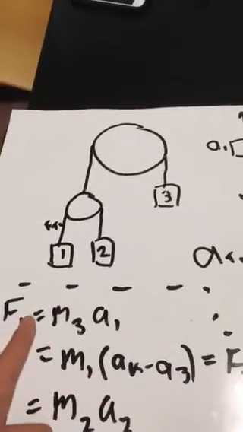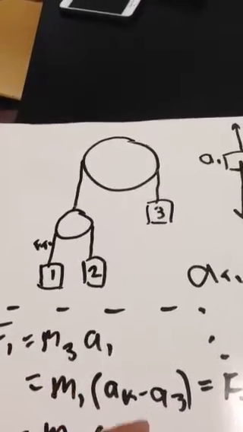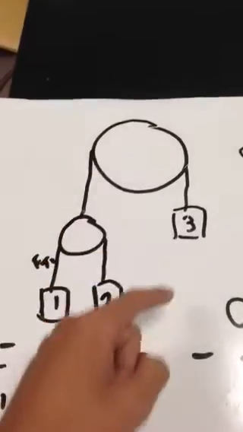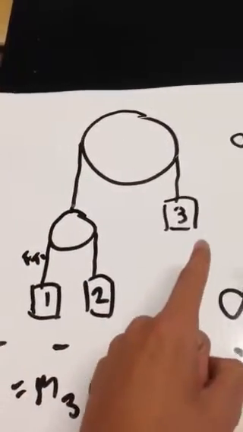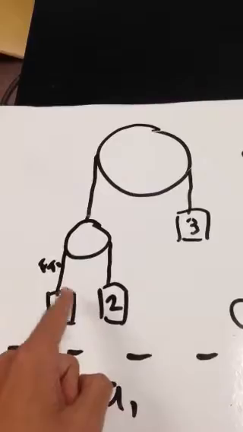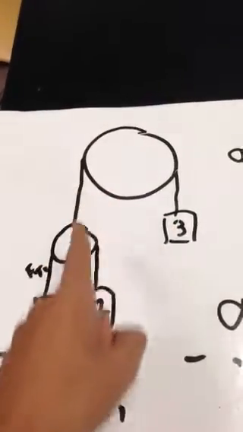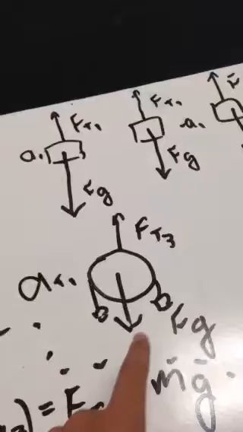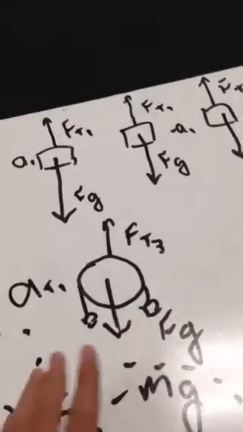Alright, so this is problem 55. Here we have a diagram of a pulley system with blocks 1, 2, and 3, the smaller pulley system, and the large pulley system as a whole. So what we did first was we drew 4 free body diagrams with the 3 different blocks as systems and the smaller pulley system as its own system.